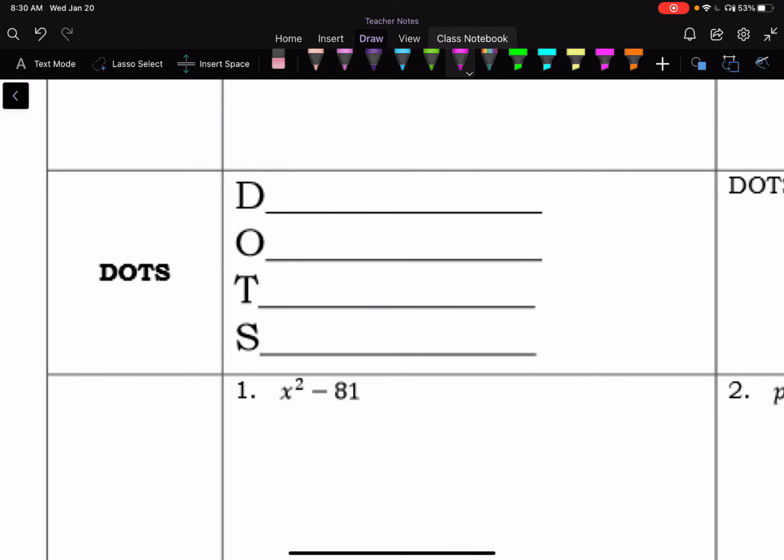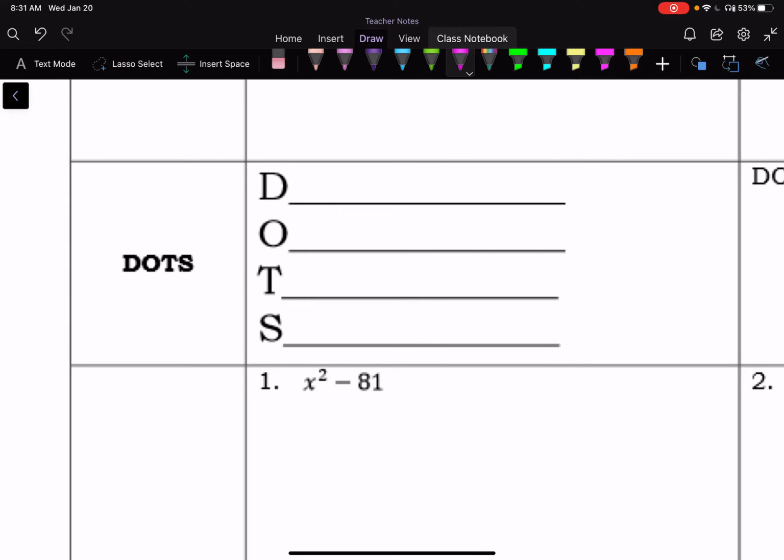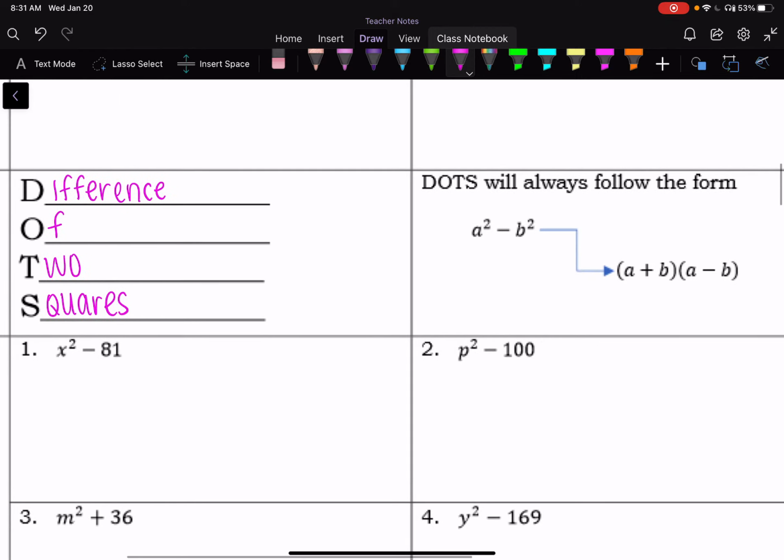Now we're going to start our information for the day, our notes for the day. The first thing that we need to understand is the meaning of DOTS. This is a special type of factoring. DOTS is the difference of two squares. It will always follow the form a squared minus b squared goes to a plus b and a minus b.